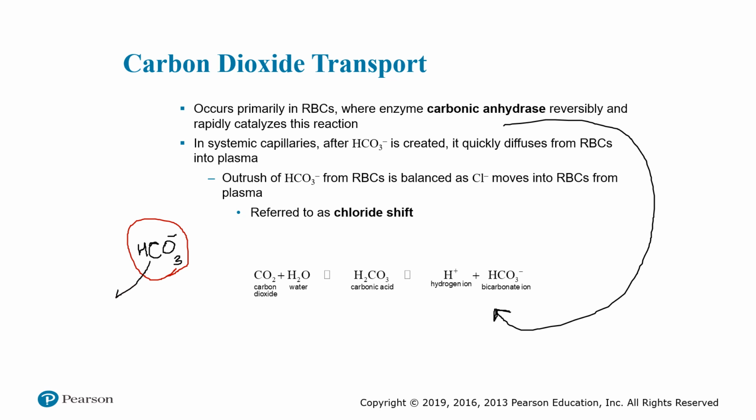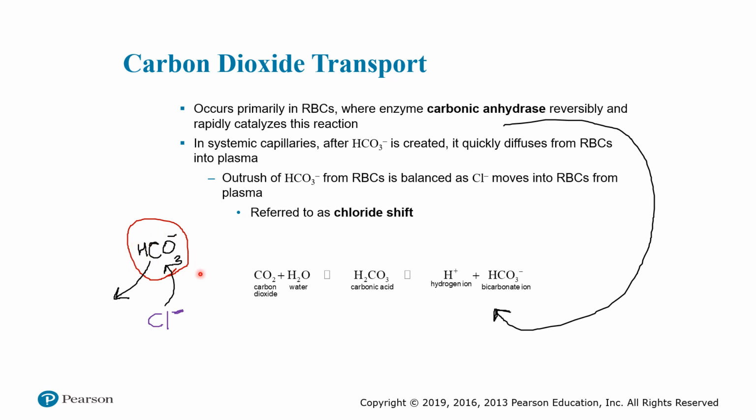Now this ion has a negative charge, as you can see. When it moves out, the cell wants another electrolyte to move in to keep its electrolyte balance. So when it moves out, there is chloride present in the blood. This chloride moves inside the RBC to balance. Chloride is an anion. So this is known as chloride shift. What is chloride shift? The rush of bicarbonate from the RBC is balanced by the chloride movement into the RBC from the plasma.